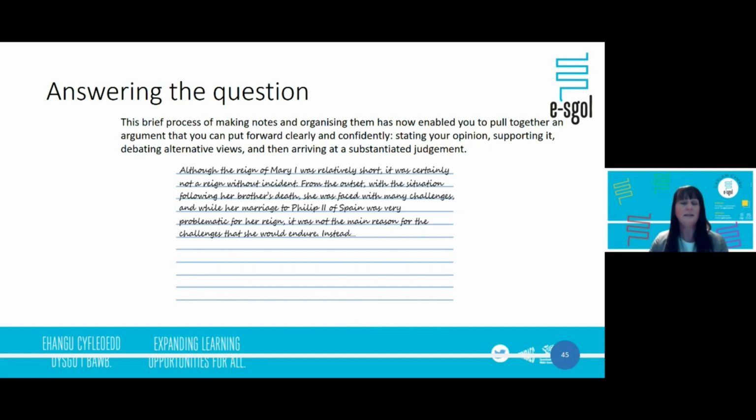So this is an example. Although the reign of Mary I was relatively short, it was certainly not a reign without incident. From the outset, with the situation following her brother's death, she was faced with many challenges, and while her marriage to Philip II of Spain was very problematic for her reign, it was not the main reason for the challenge that she would endure. Instead, and obviously you could go on and signpost where else you were going in that introduction, what else you were going to be discussing in your essay, and that would be clearly laid out in your introduction.